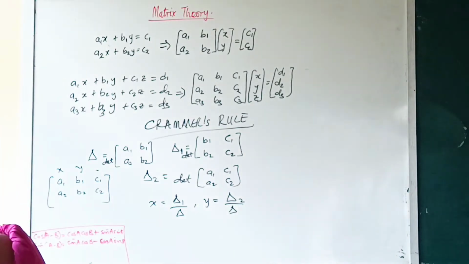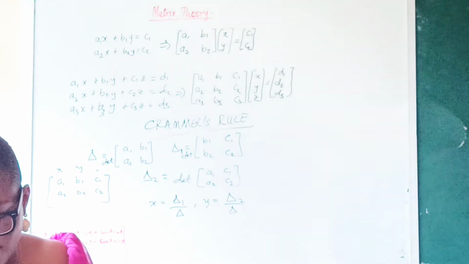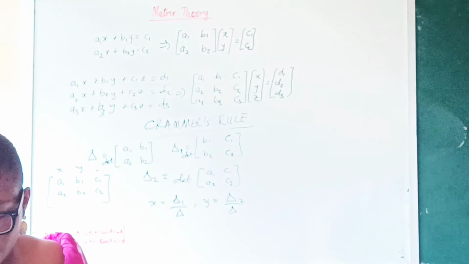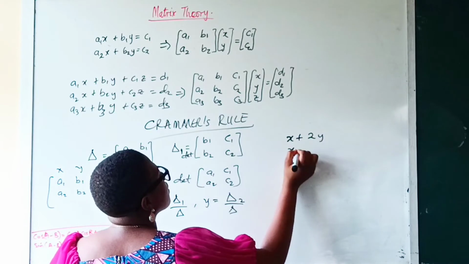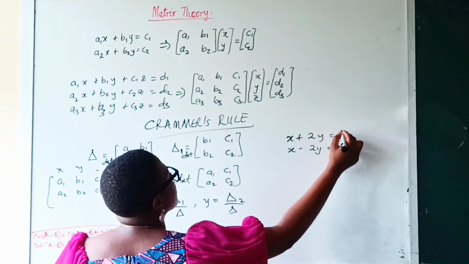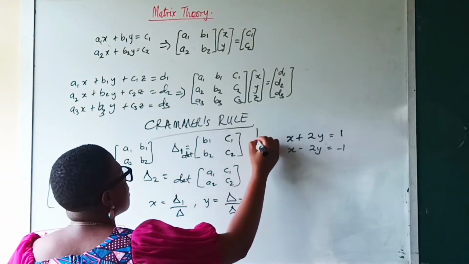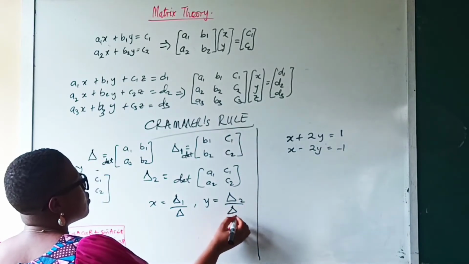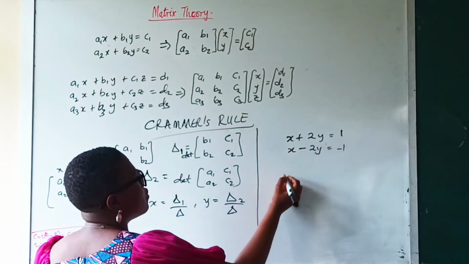This one now is not GIS, this is mathematics. What I'm trying to say is that it's in the notes. So if you have x plus 2y and x minus 2y equal to 1 and minus 1, let's try it and see if we can solve it.